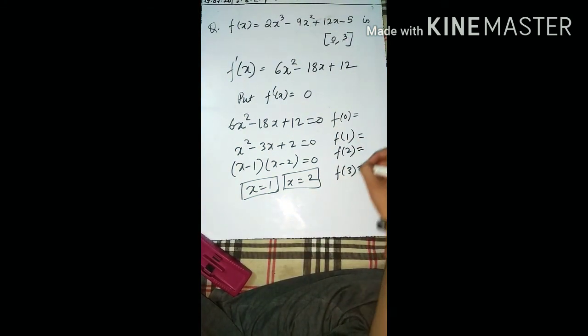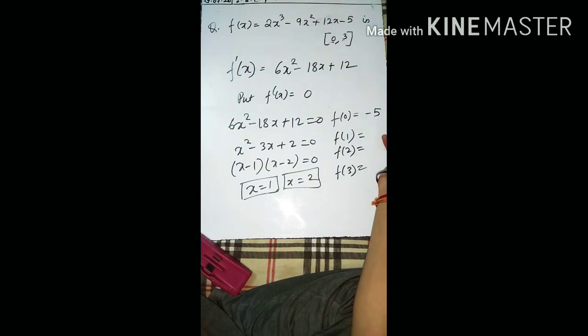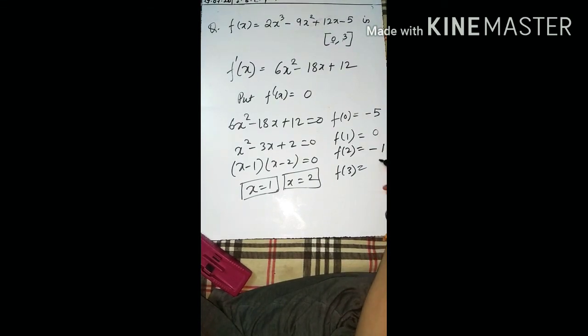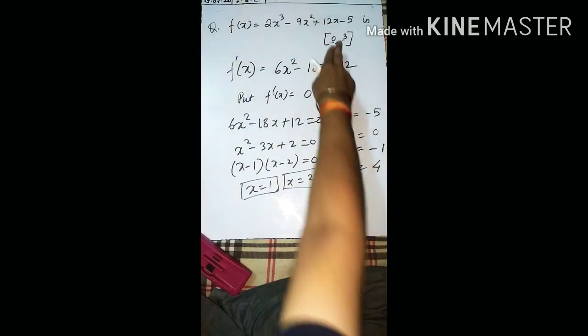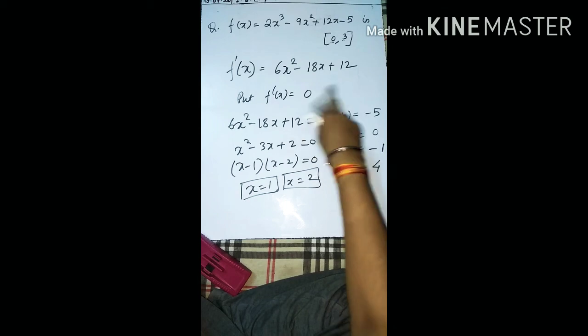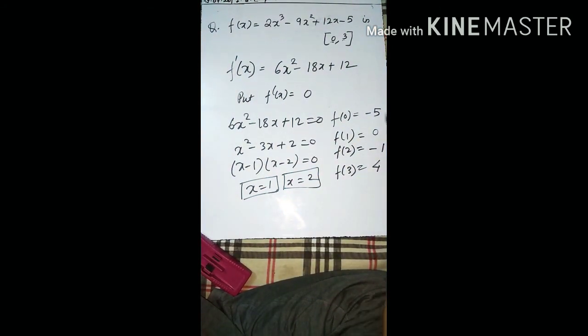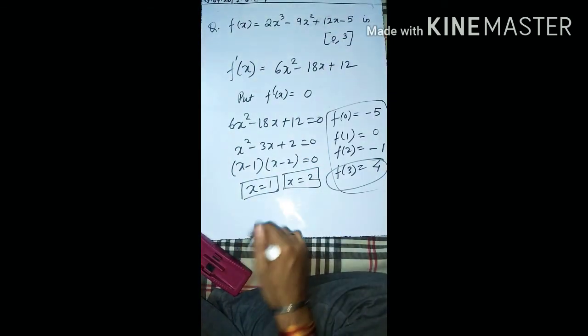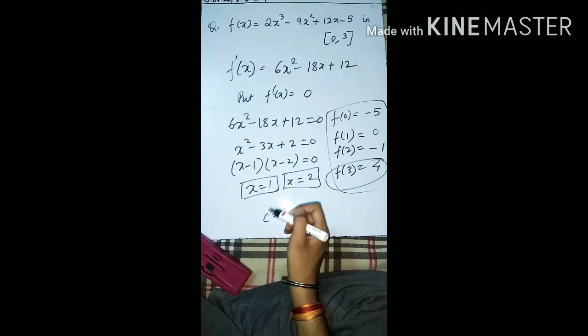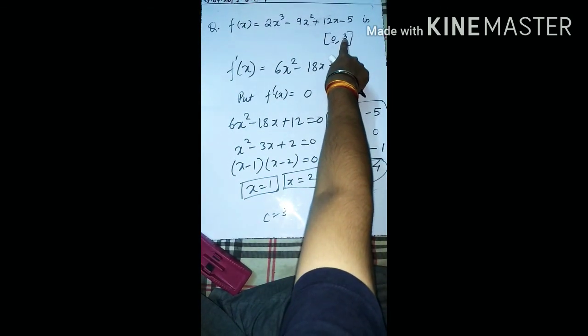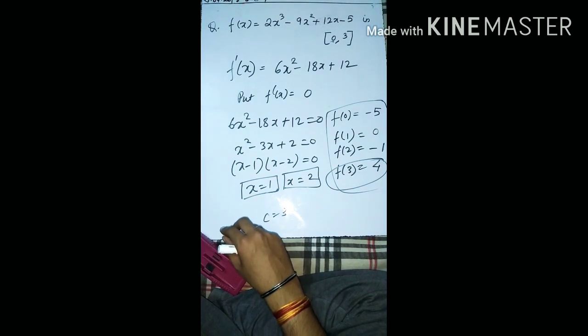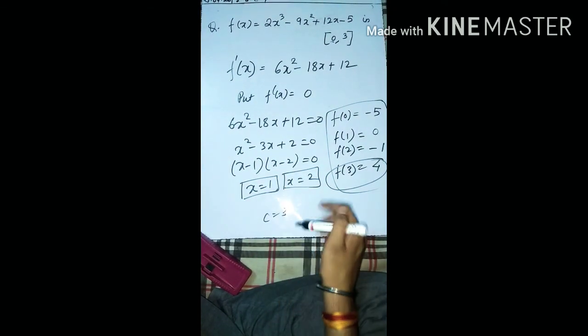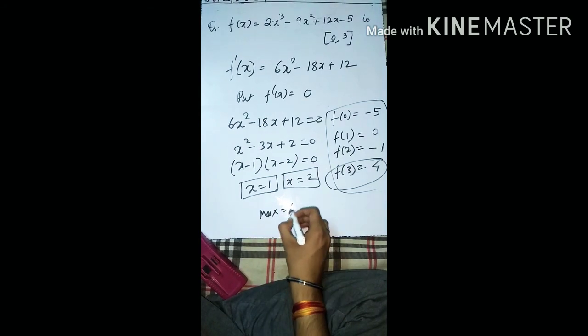So let me tell you the answers directly. With f0 you are getting minus 5. With f1 you are getting 0. With f2 you are getting minus 1, and with f3 you are getting 4. Now which is the maximum value here? At x equal to 3, the function has the absolute maximum value. That means the maximum value of this function is 4.